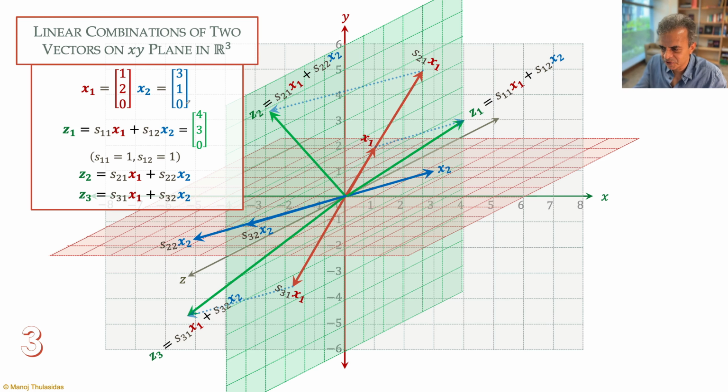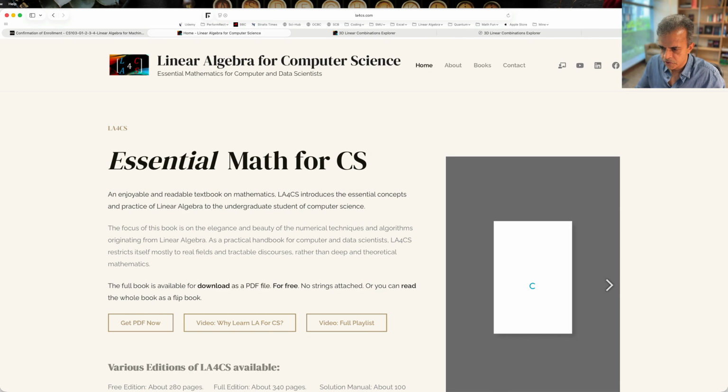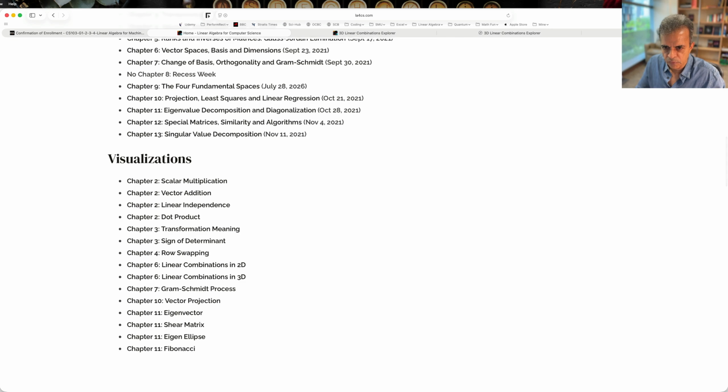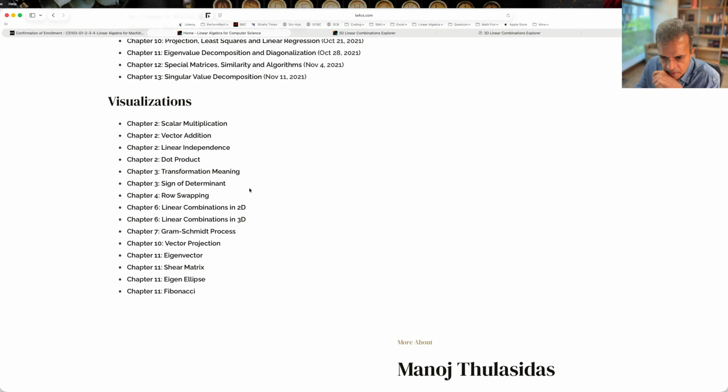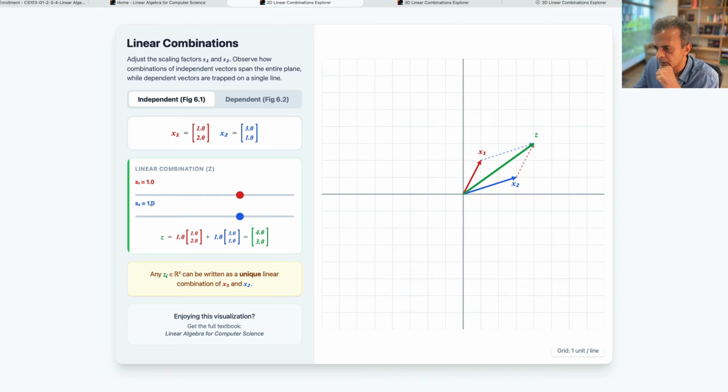So I have shown you a few possible linear combinations here. This is my example 3, but this is probably not very obvious. So I have a visualization, an interactive visualization on my website, also linked in the textbook. So let's go there. If you go to the website of the book, la4cs.com, somewhere below the links to the videos, I have visualizations there. This is chapter 6. So I have chapter 6, linear combinations in 2D. So let's go there. It looks like that.